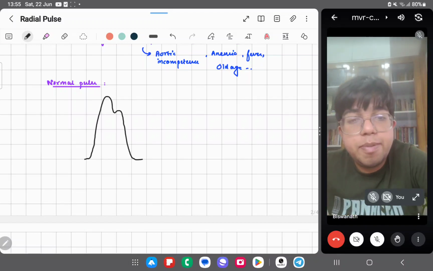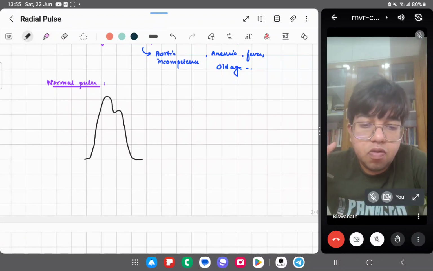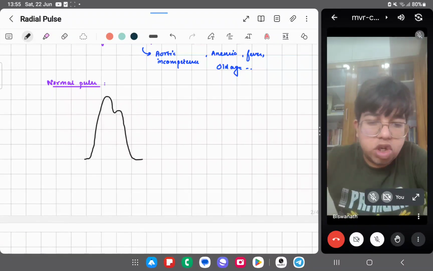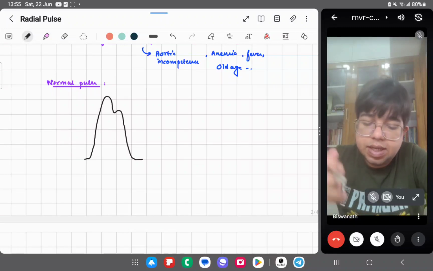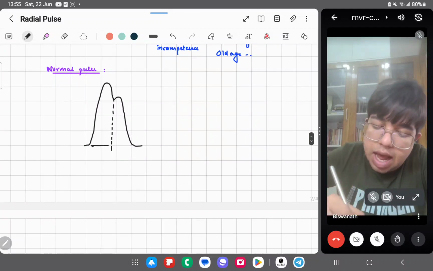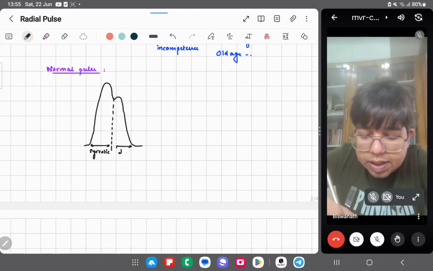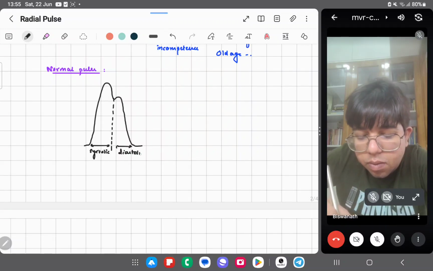This one is a normal pulse wave. It has three components: two waves and a notch. Just basically understand this one. Here is a separation: this part is called the systolic part, and this is the diastolic part.